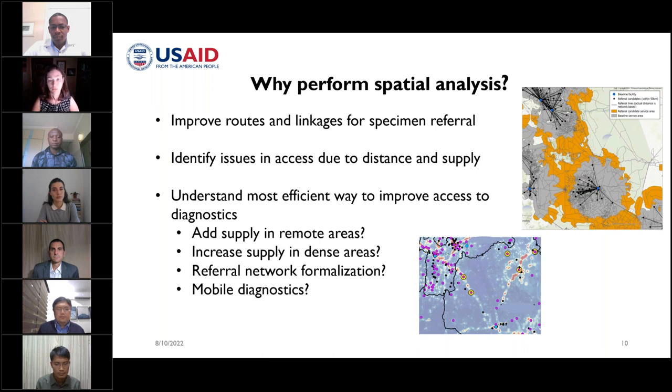The main reasons that we perform spatial analysis are to ensure accessibility to population by improving routes and linkages for specimen referral, identifying issues in access due to distance and supply, and understanding the most efficient way to improve access to diagnostics. And that might be adding supply in remote areas, increasing supply in dense areas, referral network formalization, formalizing the linkages between specimen referral network facilities, or maybe in some cases adding mobile diagnostics, particularly in inaccessible areas.